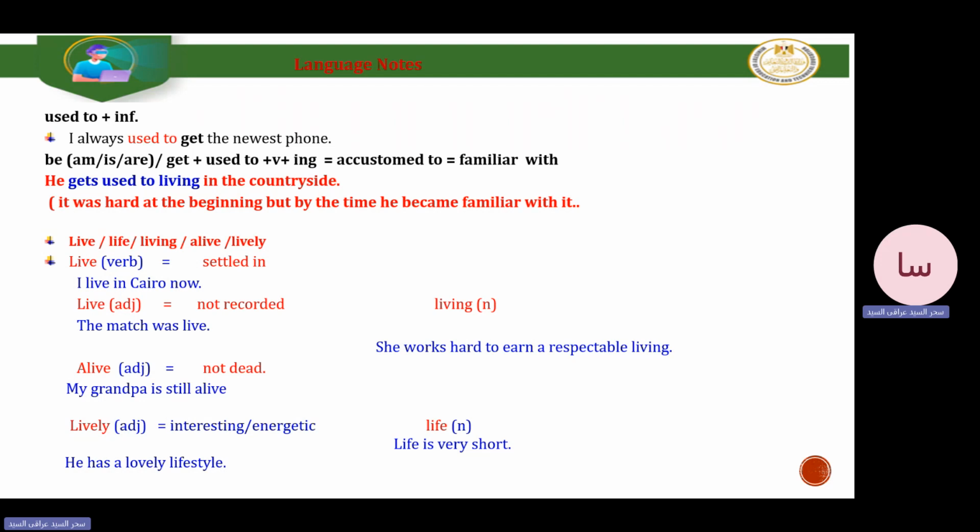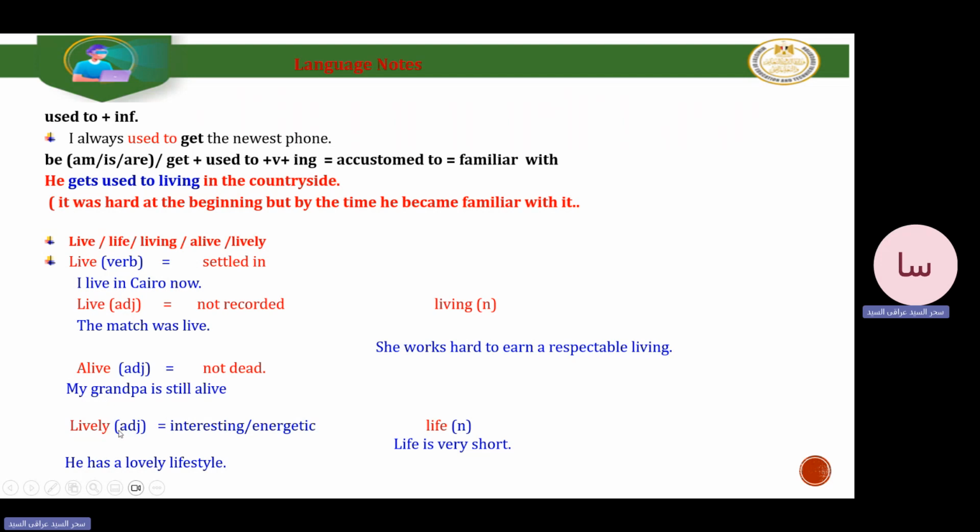How can we differentiate between live, life, living, alive, and lively? Live as a verb means to settle in a place. I live in Cairo now. What about live as an adjective? It means it's not recorded, like we are live now. For example, the match was live. Alive, an adjective as well, means not dead. My grandpa is still alive.